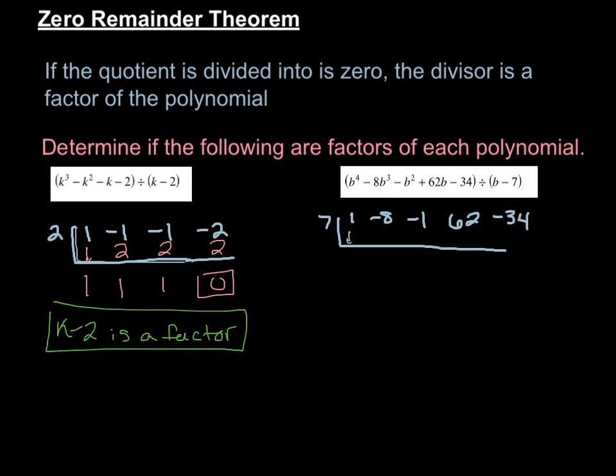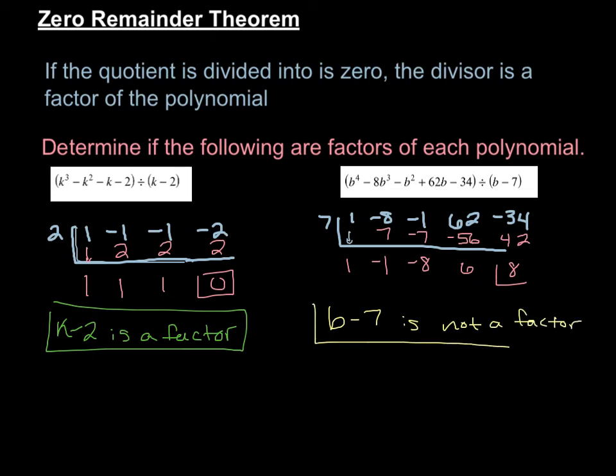Bring down the 1. 1 times 7 is 7. Negative 8 plus 7 is a negative 1. Negative 1 times 7 is negative 7. Brings a negative 8. Okay, here our remainder is 8. So that means b minus 7 is not a factor.